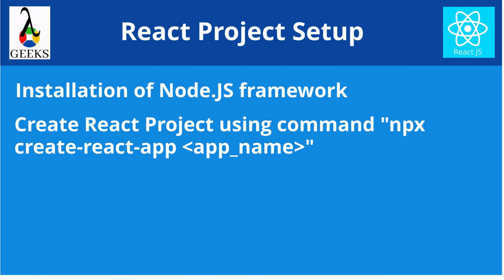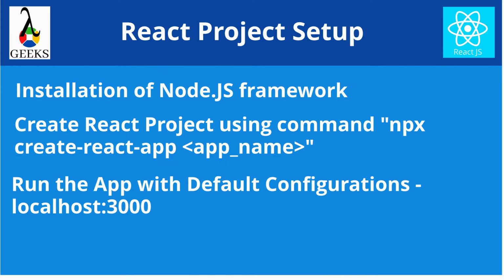Create a React project using the command npx create-react-app app_name. This command can be executed from the console with admin privilege. It will download and install all the JavaScript dependencies and DLLs from the web. Run the app with default settings. By successfully running the application, we can ensure that the project is correctly installed. We can view the web app in any browser with the URL localhost:3000.